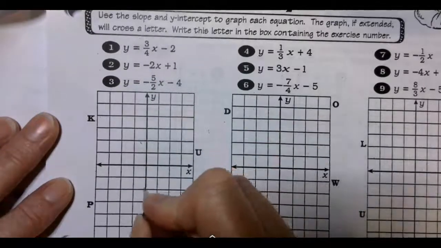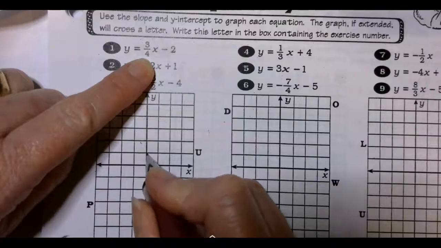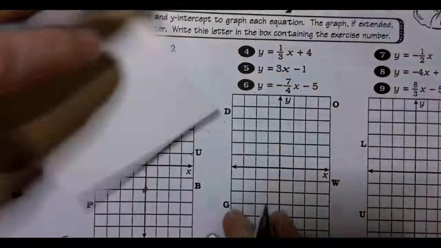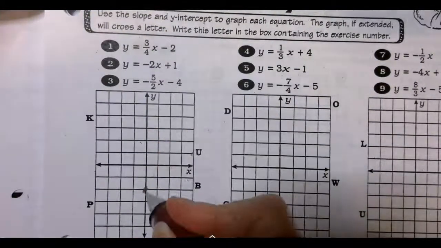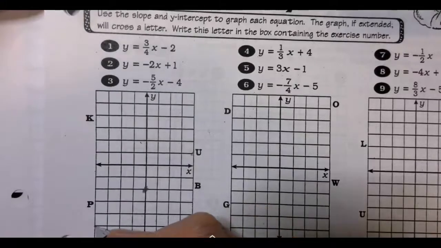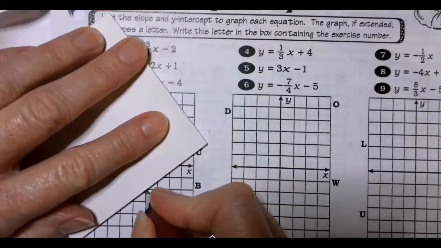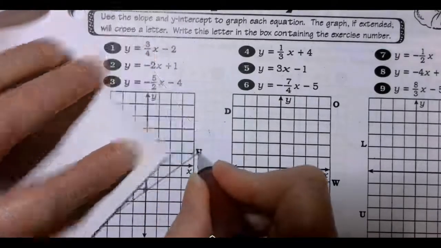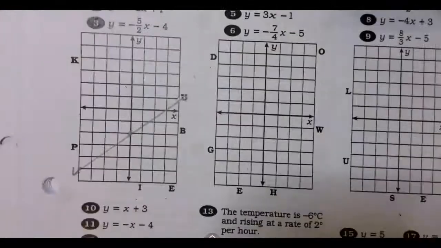So I start at -2. My slope is 3/4, so I'm going to go up 3 over 1, 2, 3, 4. Well, this one's kind of obvious what this is going through. Then I'm going to go down 3, 1, 2, 3 over 1, 2, 3, 4. Go both directions. Use both points. One of the reasons we do that is you make one little mistake and you are off. So that one goes through the point U. So U goes with number 1.